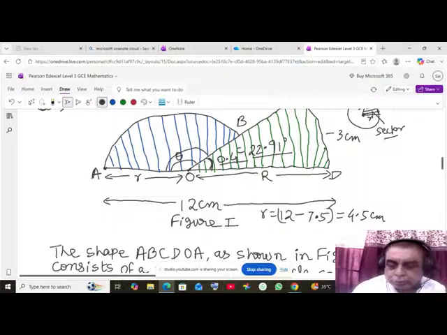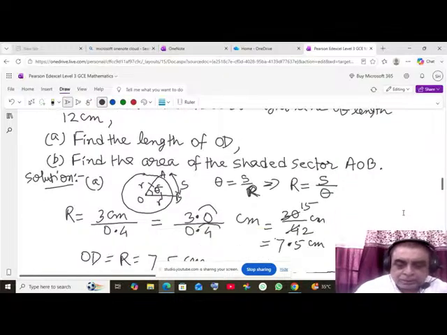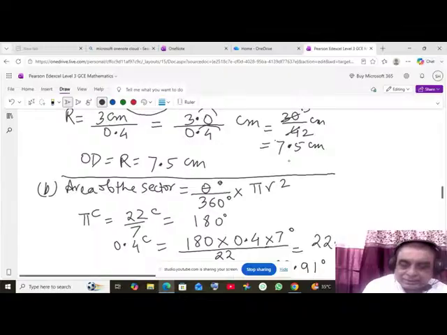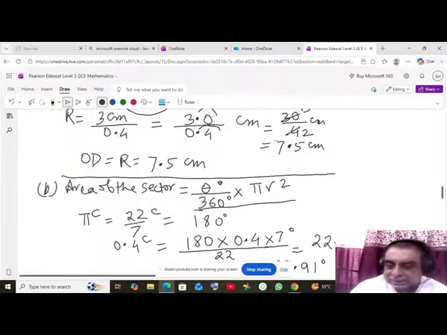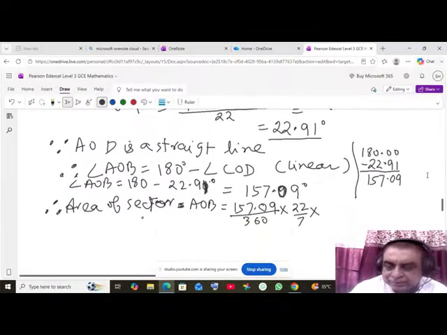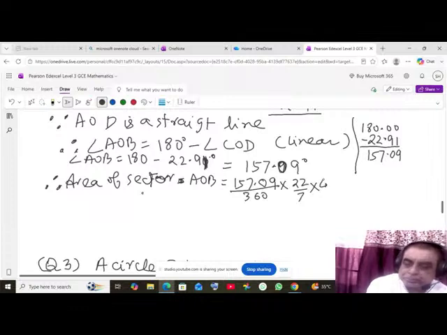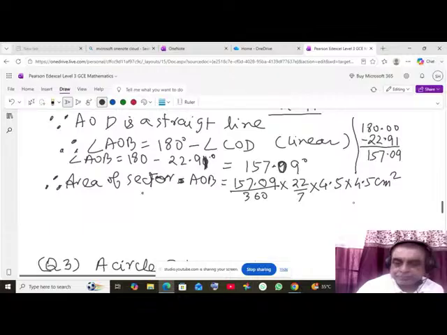So here you write this formula, which I have told you. This is the area of the sector: theta divided by 360, we are using the unit in degrees, times pi r squared. Here the r value we have got is 4.5, so 4.5 times 4.5. The unit is centimeter, so area will be centimeter squared. Now you may calculate the value of this.